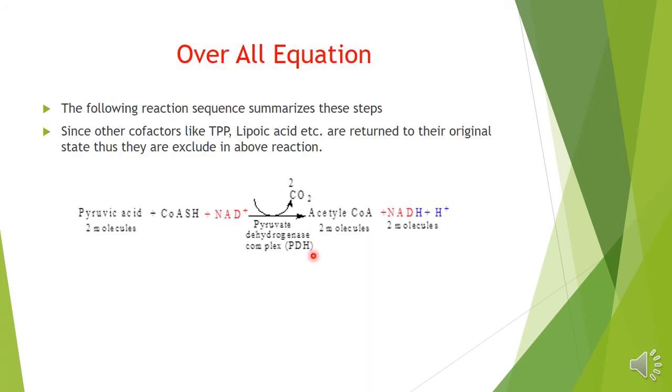But what will be the overall equation? If you sum it up, these will be released back. TPP and lipoic acid all return to their original state. And so we have pyruvic acid in the presence of reduced CoA and NAD, 2 carbon molecules are given out as carbon dioxide. In the presence of the PDH complex, there is formation of acetyl coenzyme A, 2 molecules, and 2 molecules of NADH plus H positive. This is the overall reaction of the conversion of pyruvate to acetyl coenzyme A.